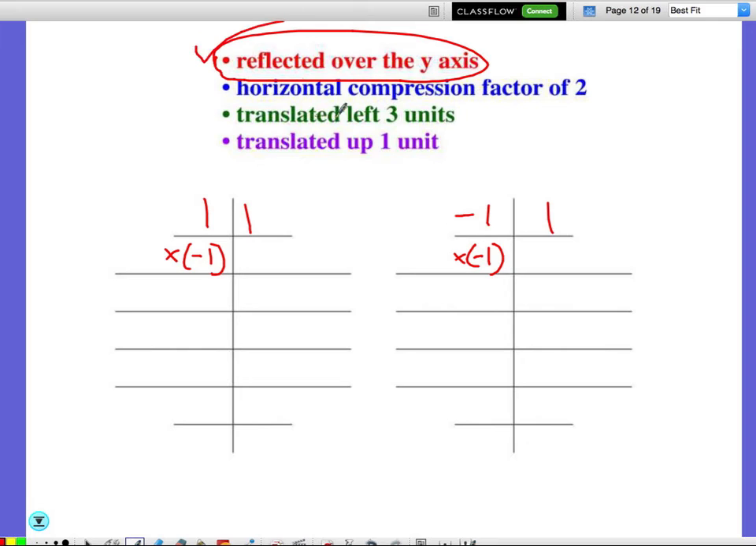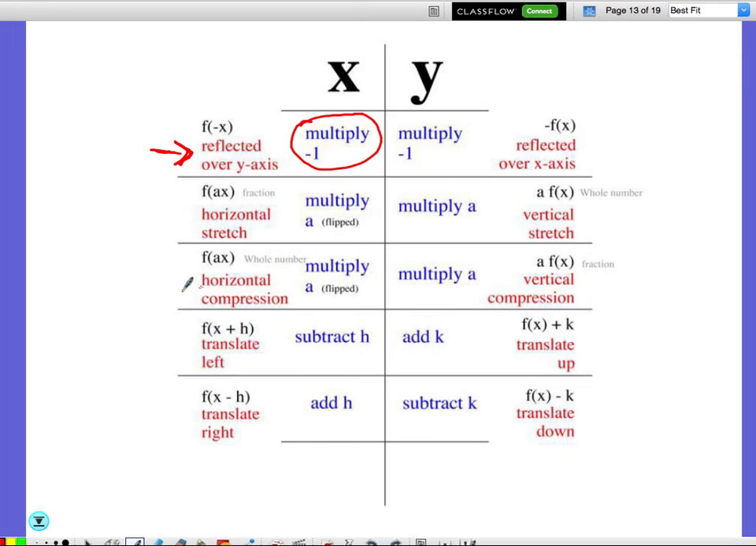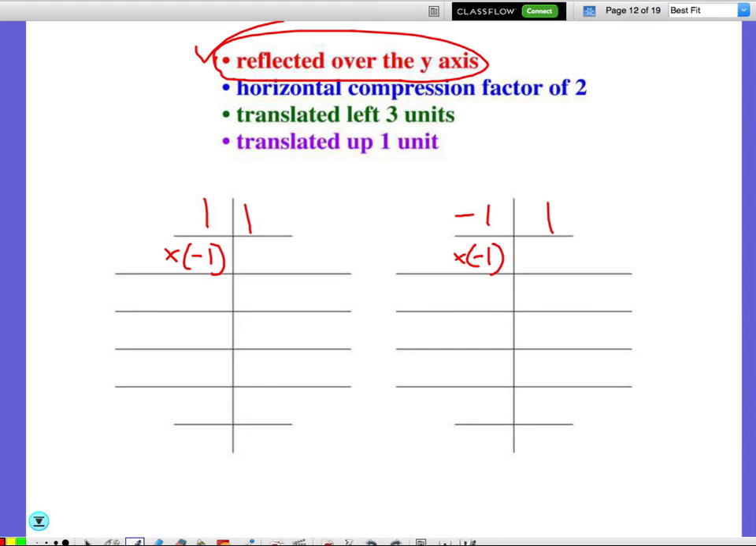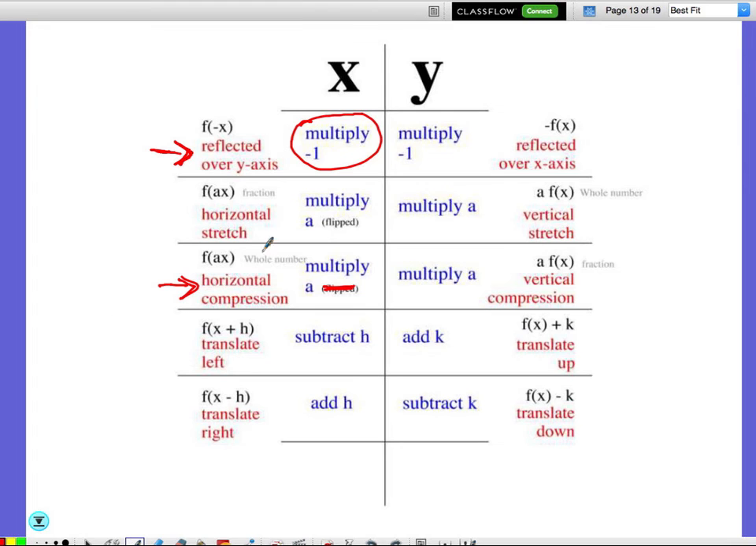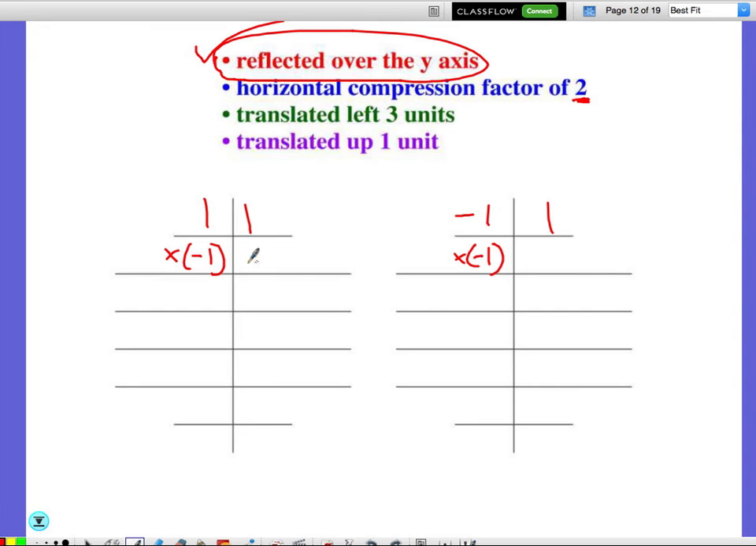Okay, so that is done. The next thing here is we have a horizontal compression factor of 2. So let's see what that says for us to do. Horizontal compression is right here. It says to multiply by a. In this case, a is the factor, so a is 2. Now it says to multiply on the x coordinate. So on the left hand side, we're going to multiply by 2. Okay, so that is done.